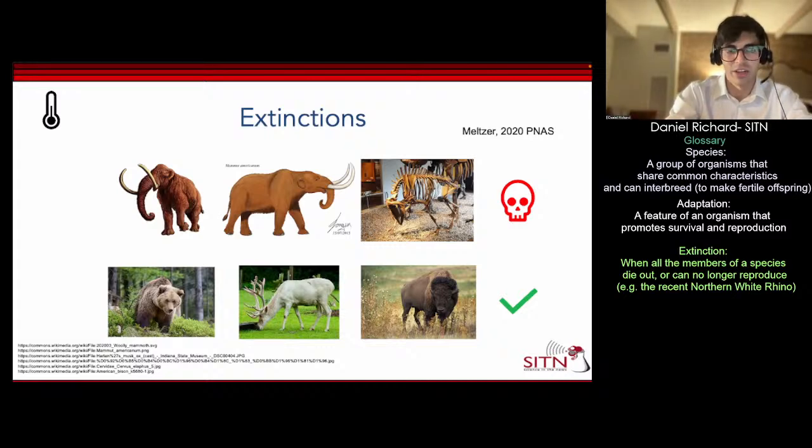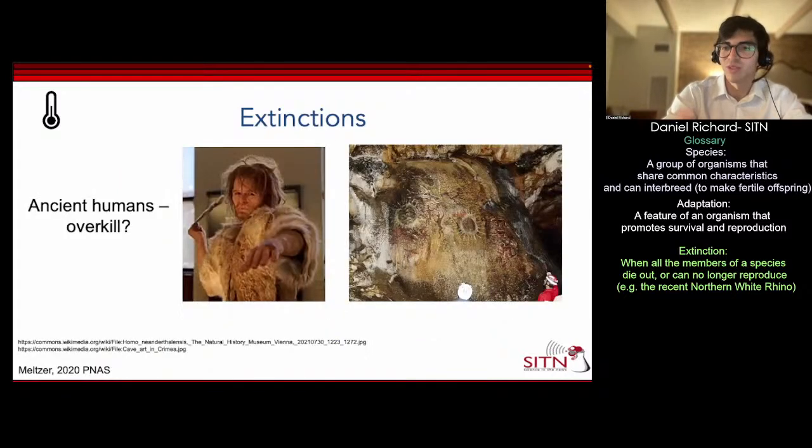One interesting note is that it's been suggested that part of the reason why these big mammals disappeared from North America at the end of the Pleistocene is that it coincided with the arrival of ancient humans to the area. These ancient humans were able to hunt these animals so effectively that we were the ones who pushed them to extinction.